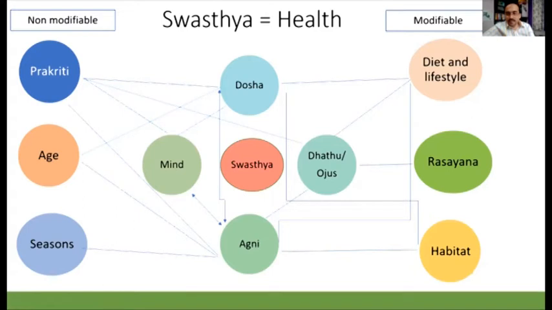So that is the Ayurvedic view, that it's always multifactorial. There are a lot of determinants, and when they act collectively, then we have a better immune response.